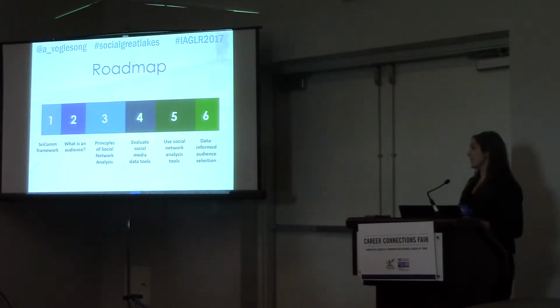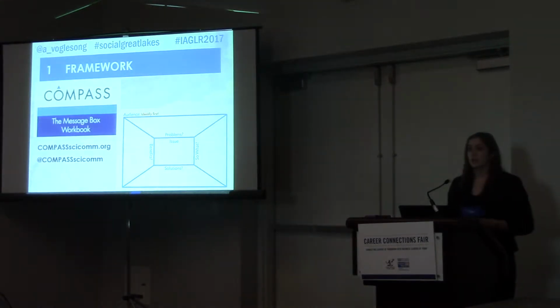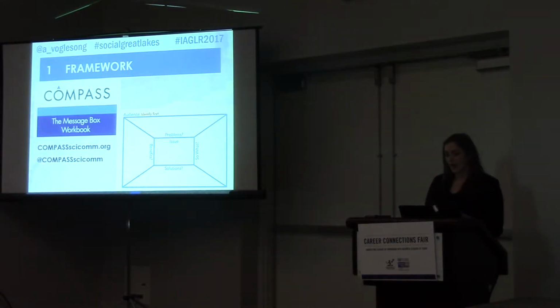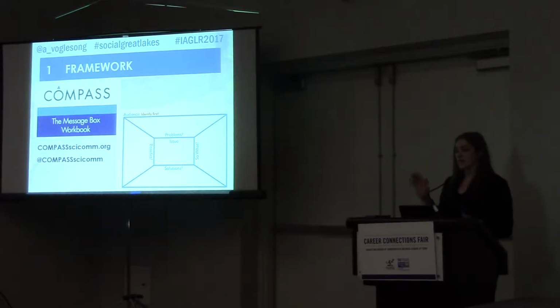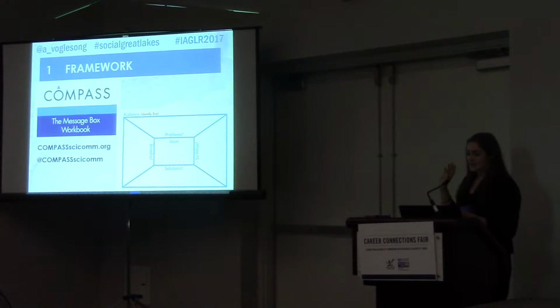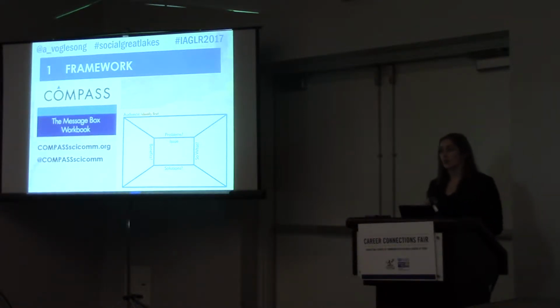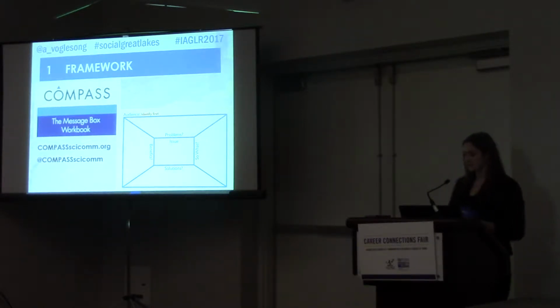So just like your science communication needs a framework, I recommend the Compass message box, which is developed specifically for science communicators. It has 6 steps, and the first step is to identify your audience. And today we are not going to pass go or collect $200 or do anything else until we identify our audience and make that an informed decision.